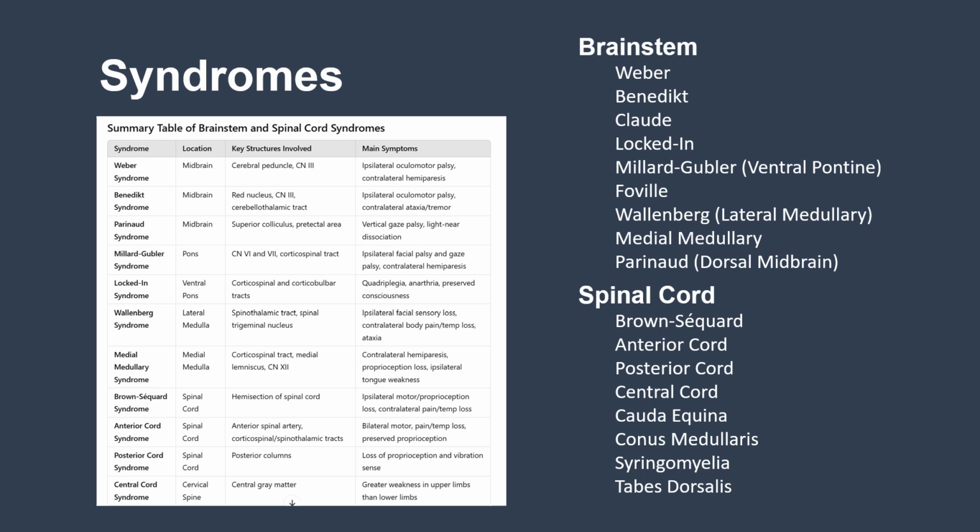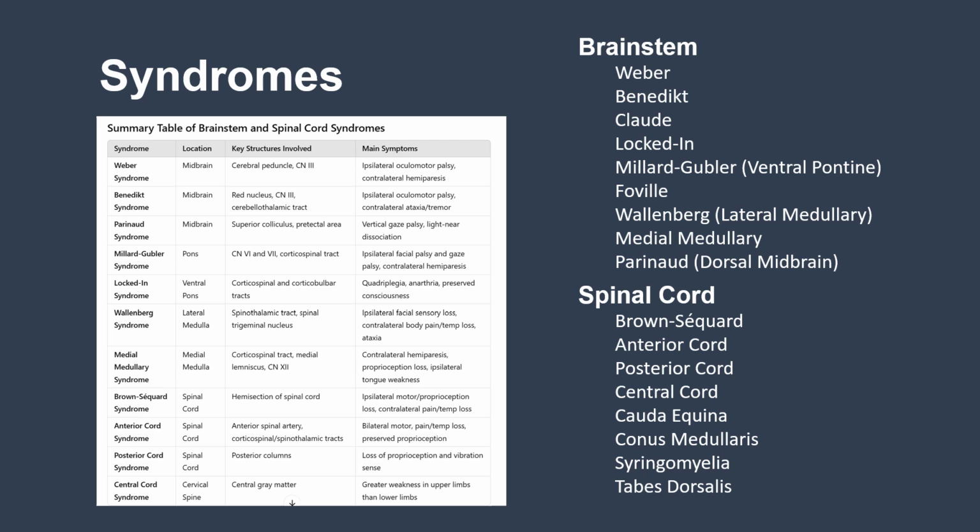Spinal cord syndromes. Spinal cord syndromes are defined by the level and region of spinal cord involvement, which affects motor and sensory function accordingly. Brown-Séquard syndrome results from a hemisection of the spinal cord causing ipsilateral loss of motor function and proprioception with contralateral loss of pain and temperature sensation.